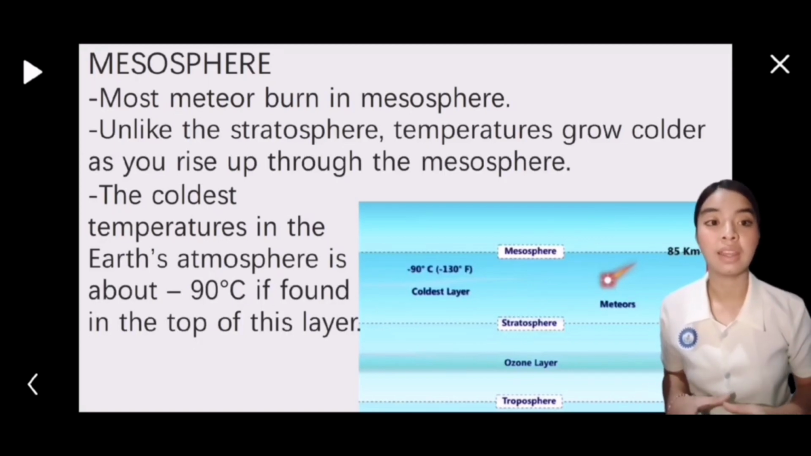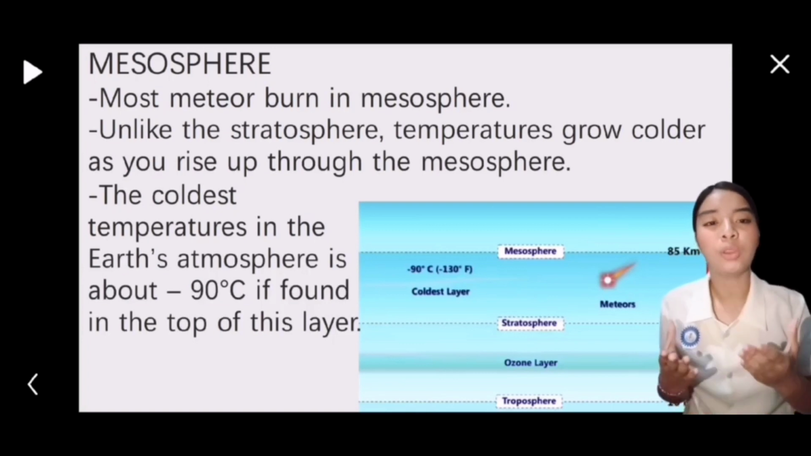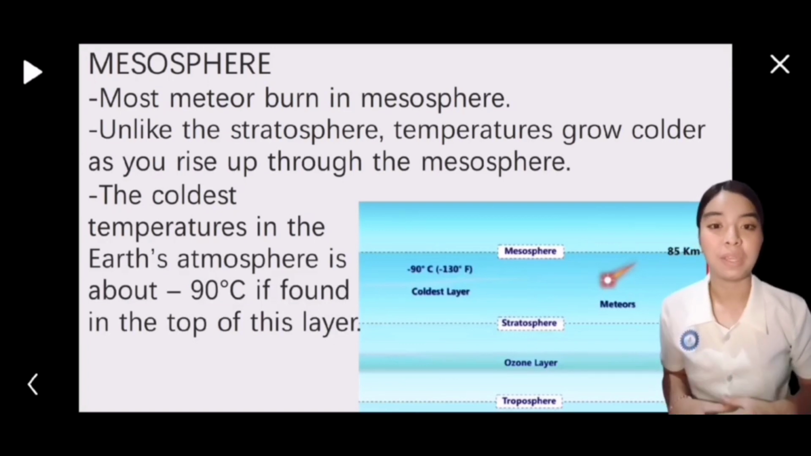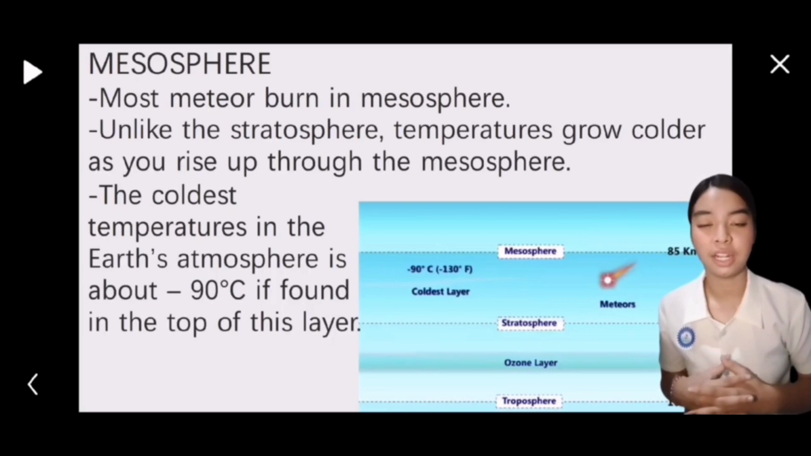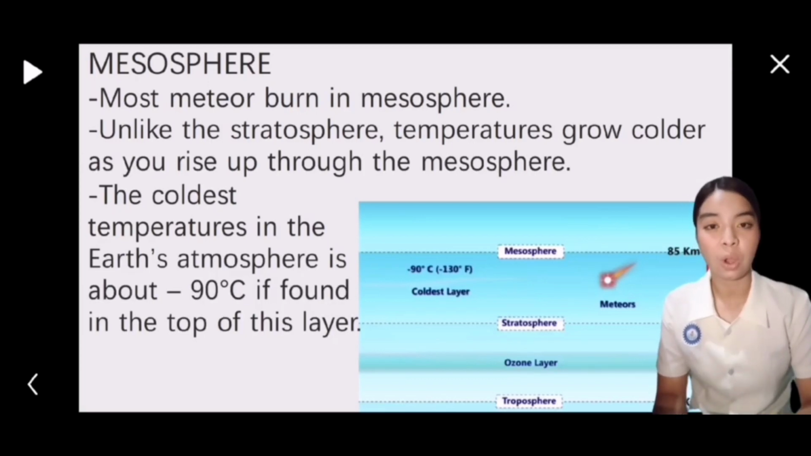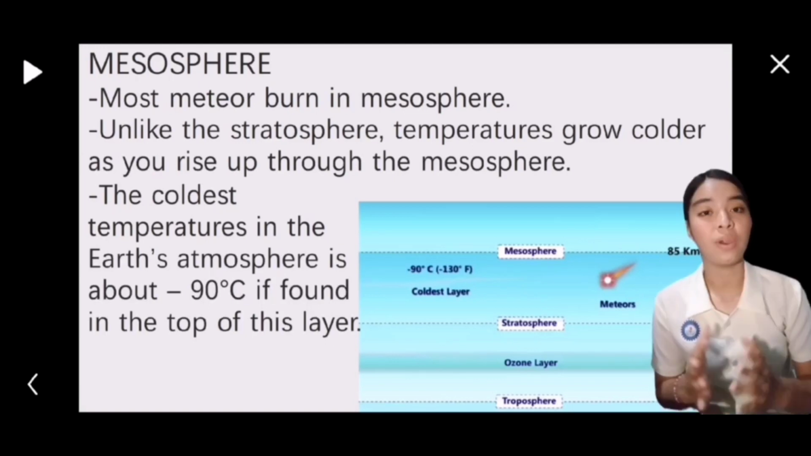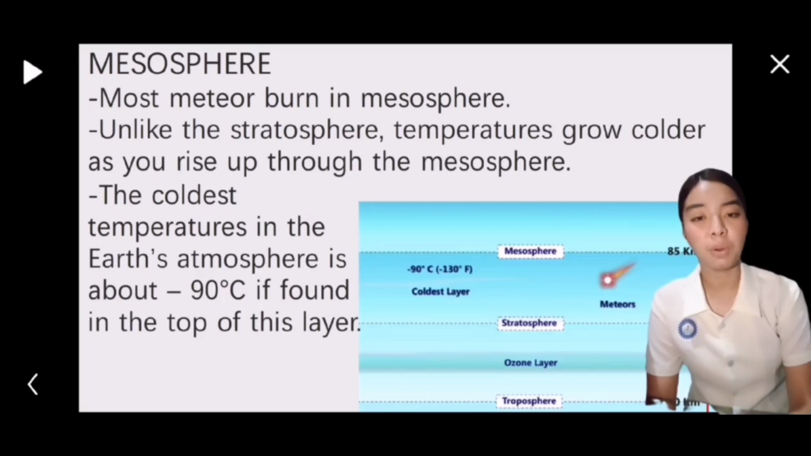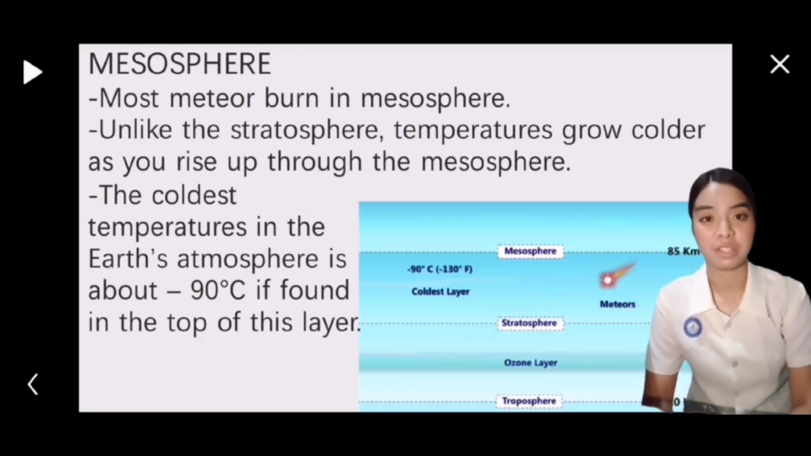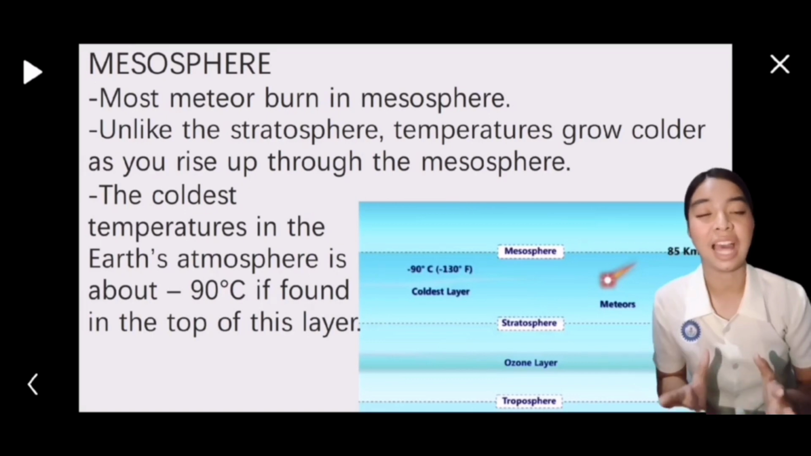Unlike the stratosphere, temperatures grow colder as you rise up through the mesosphere. The coldest temperature in Earth's atmosphere, about minus 90 degrees Celsius, is found at the top of this layer. So, based on this description, the mesosphere is the coldest layer in Earth's atmosphere. It is mentioned in the description that most of the meteors burn in the mesosphere. So, why do they burn in the mesosphere and not in the other areas of the Earth's atmosphere?